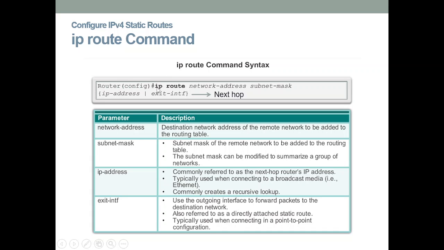The syntax is ip route. You put your remote network here, then the subnet mask of the remote network, then you put the gateway address to that remote network, and then you are free. You can also use the exit interface. So one of them can work. You either put the exit interface or you put the gateway address. So everything is explained in this slide.